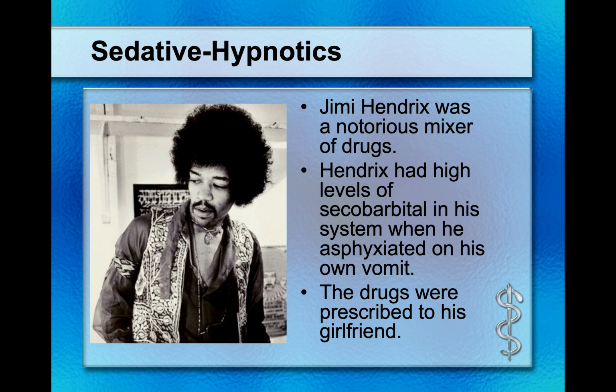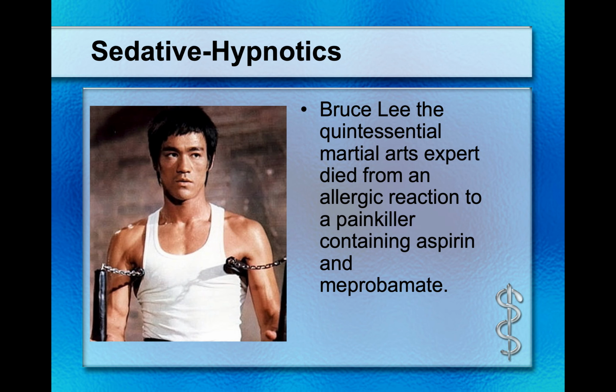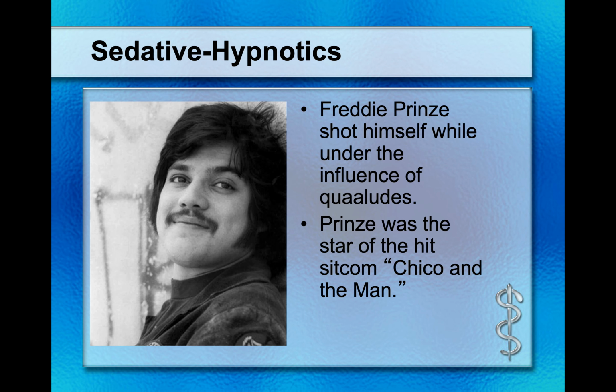Jimi Hendrix was a notorious mixer of drugs. Hendrix had high levels of secobarbital in his system when he asphyxiated on his own vomit. The drugs were prescribed to his girlfriend. He was taking his girlfriend's drugs. Bruce Lee, the quintessential martial arts expert, died from an allergic reaction to a painkiller contained in aspirin and meprobamate, or Miltown. Freddie Prinze shot himself while under the influence of Quaaludes.